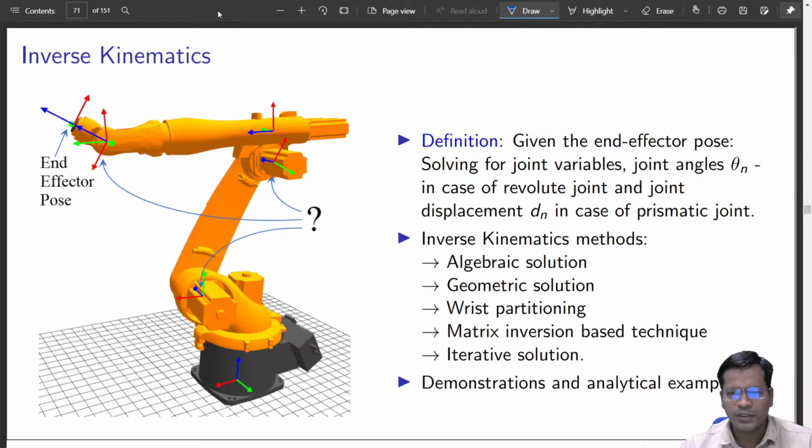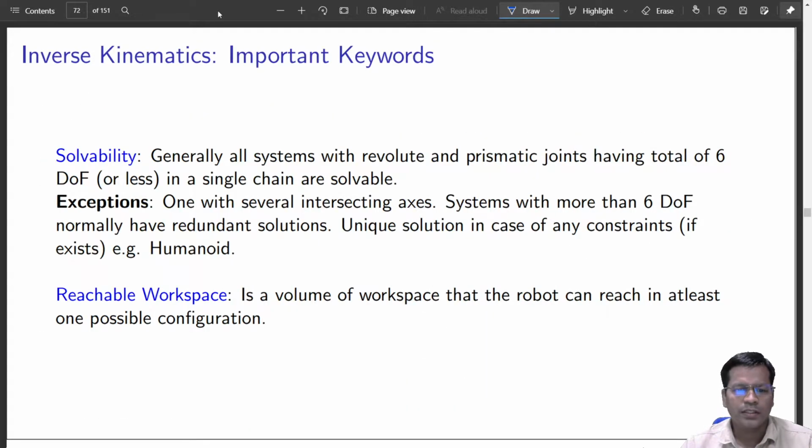We'll see by demonstration and analytical examples as well. We have some software by which I'll demonstrate that. Okay, so a few keywords are very important before we start solving this problem. One of them is solvability.